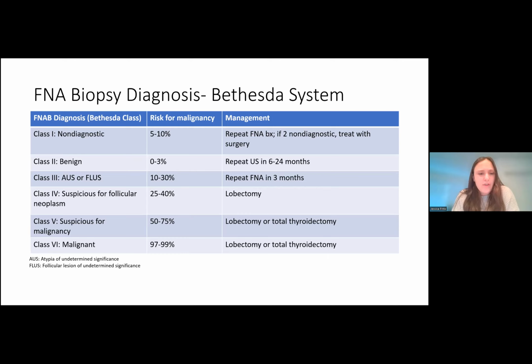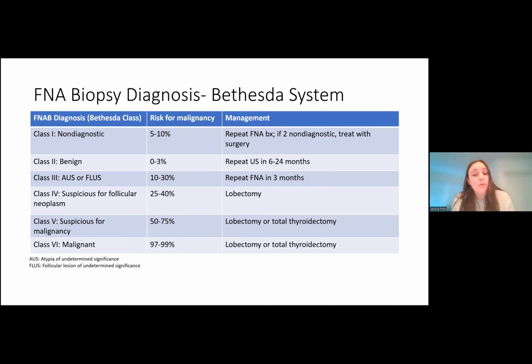I think one thing I was talking about that I may have gotten cut off on is if you have a non-diagnostic FNA, the recommendation is to repeat it. And if you have 2 non-diagnostic, to just have a surgical approach going forward. Benign lesions typically just require surveillance with repeat ultrasounds anywhere from 6 to 24 months. And then if you have atypia or follicular lesions of undetermined significance, you repeat the FNA in 3 months and just basically go based off this classing system again.